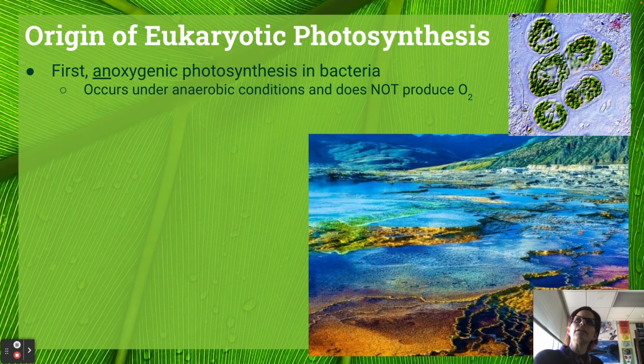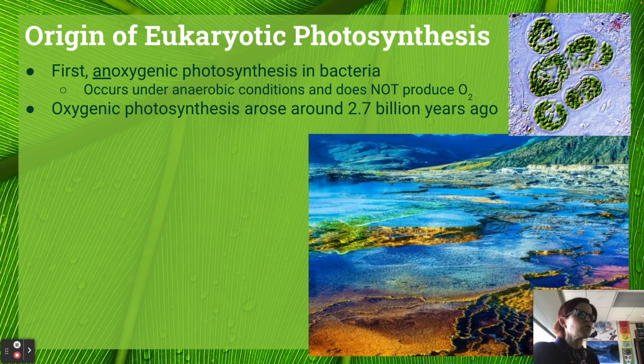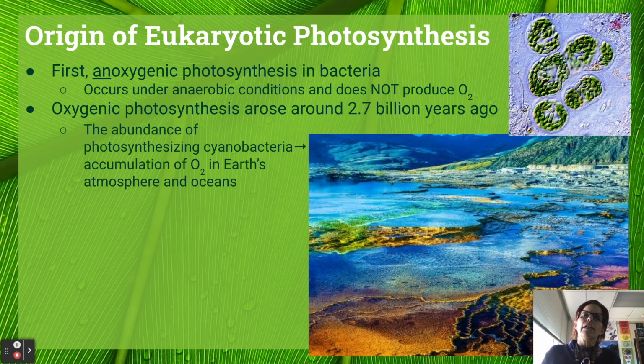How does that happen? The idea here is that there is a type of anoxygenic photosynthesis, which means no oxygen was present, that bacteria were doing. It happens under anaerobic conditions, and it doesn't produce oxygen, but it's sort of the precursor of photosynthesis. And then oxygenic photosynthesis arose about 2.7 billion years ago. We think it came from cyanobacteria, which are still present today.